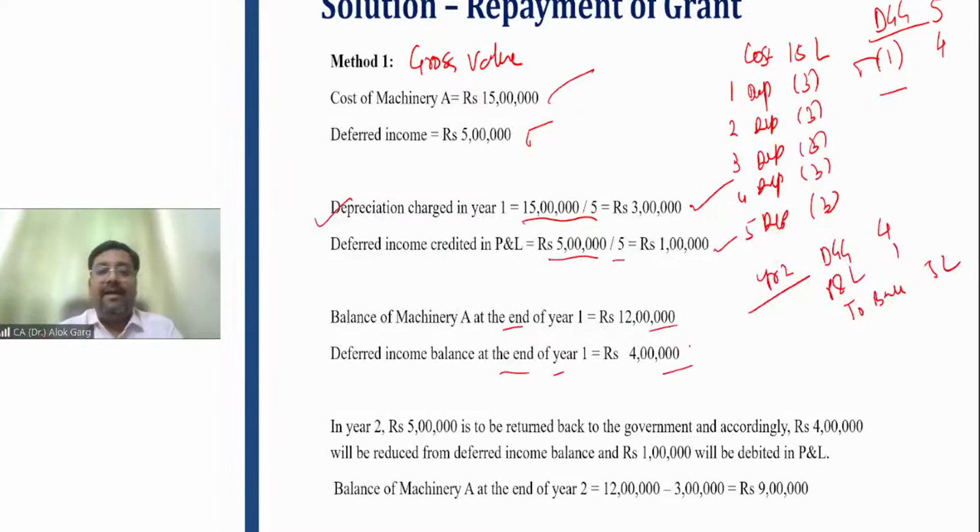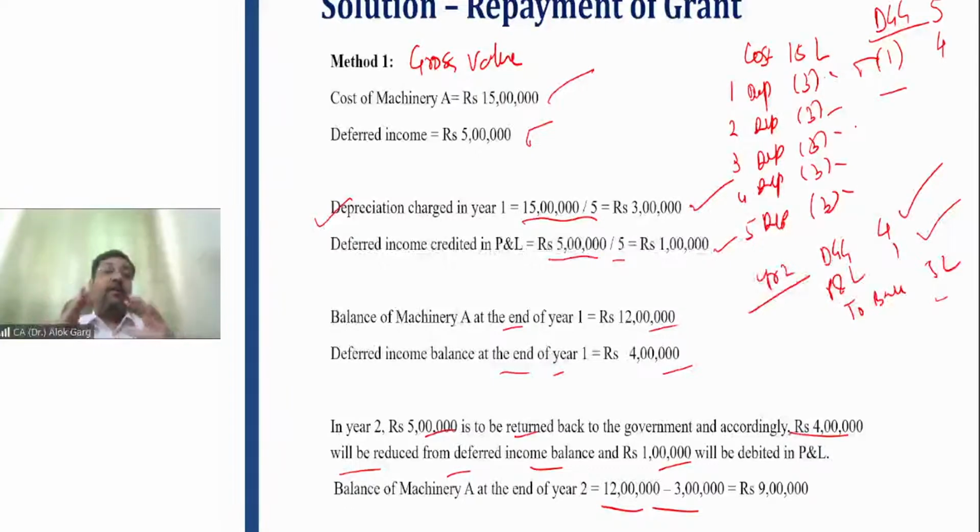Deferred income balance at the end of year 1 is 4 lakh rupees, right? In year 2, 5 lakh rupees is to be returned back to the government, and accordingly 4 lakh will be reduced from deferred income balance, right? And 1 lakh will be debited to the P&L and 5 lakh has to be paid. And what is the balance of machinery at the end of year 2? Of course, 3 lakh rupees depreciation will be charged.